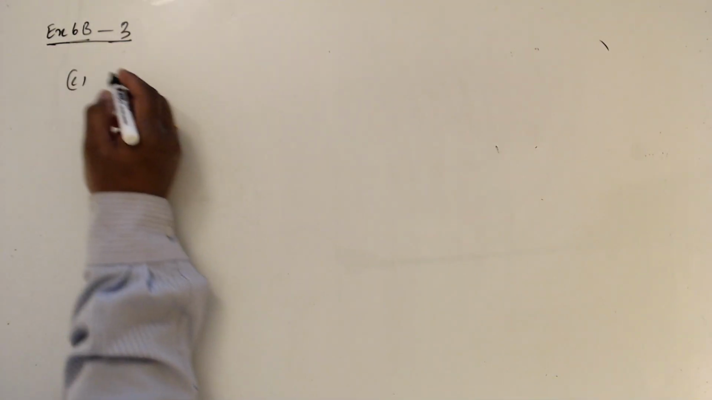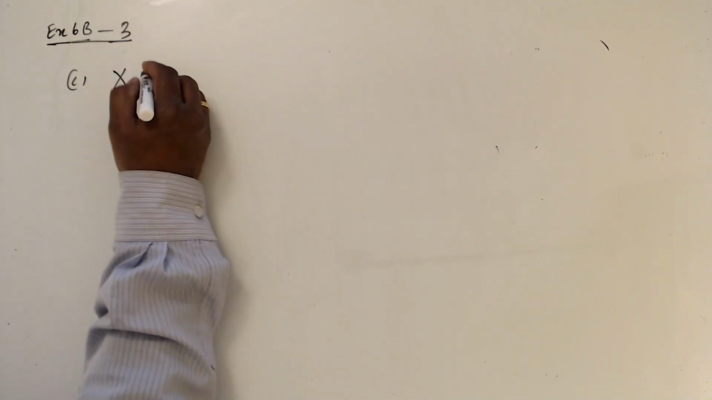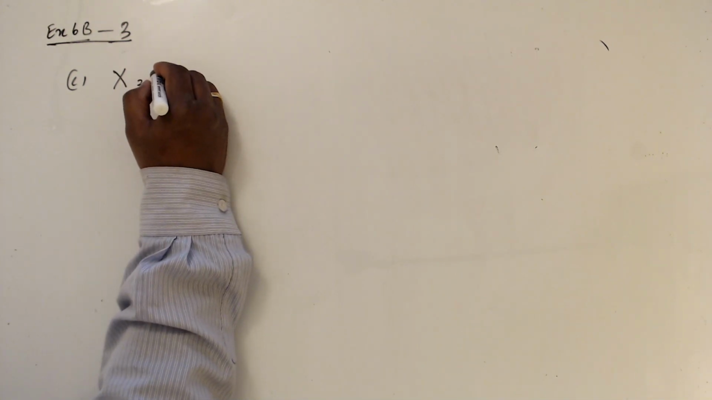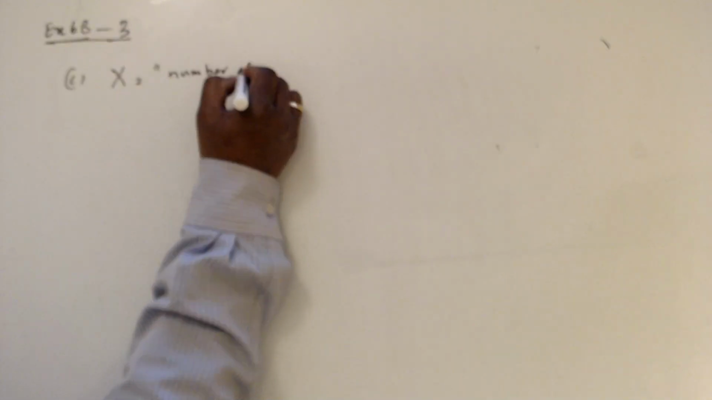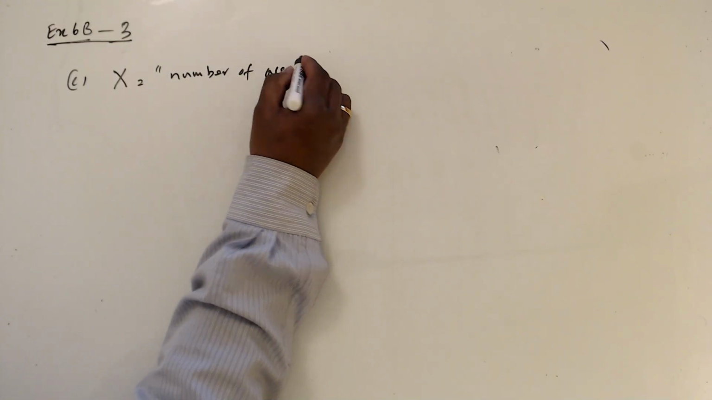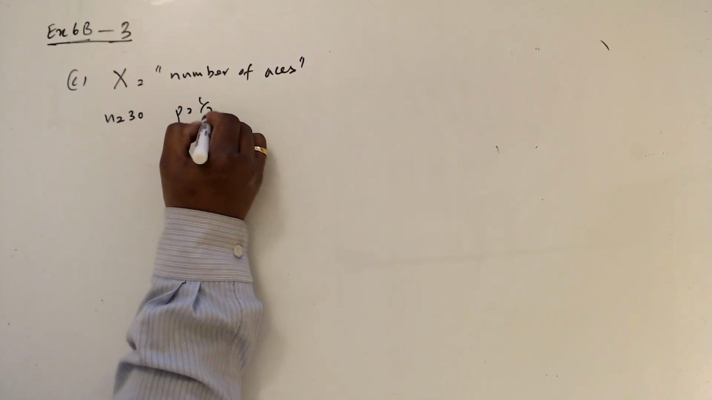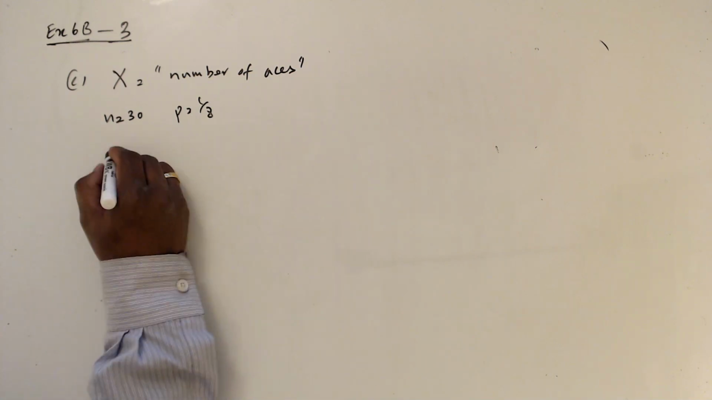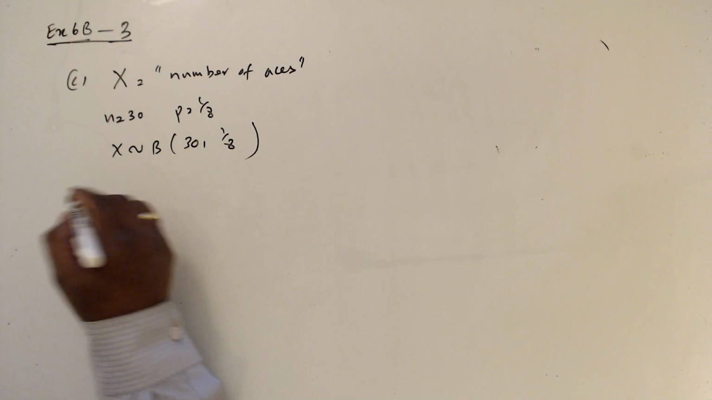Part C. Stephanie plays tennis with Timothy; on average 1 in 8 serves is an ace. How many aces? So the variable X is the number of aces. So n equals 30, p is 1/8. So the distribution is binomial (30, 1/8).